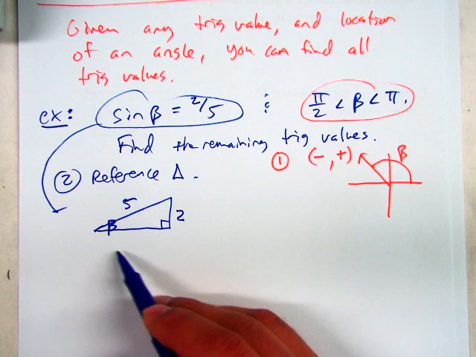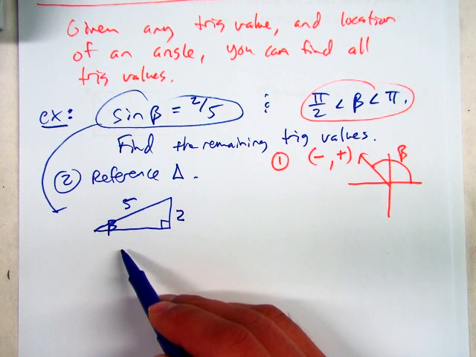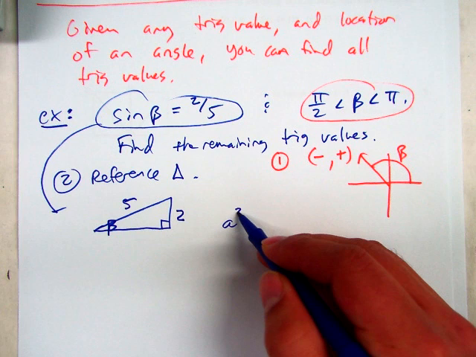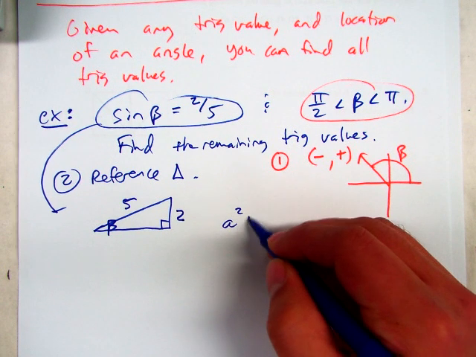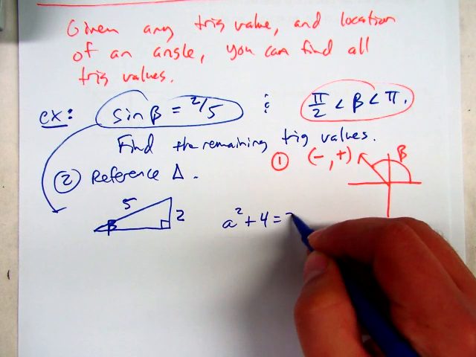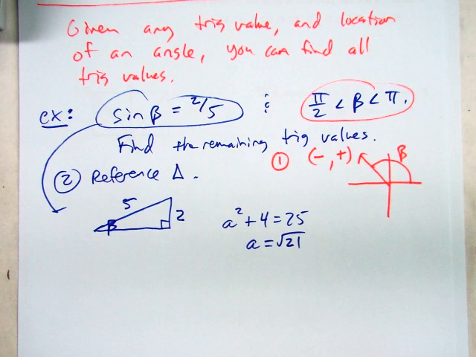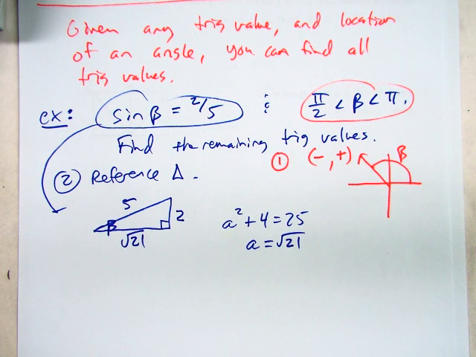Now, could I find the adjacent side easily here? Yeah. Just do what? Pythagorean theorem, yeah. So a squared plus 4 equals 25. So a is going to be root 21.